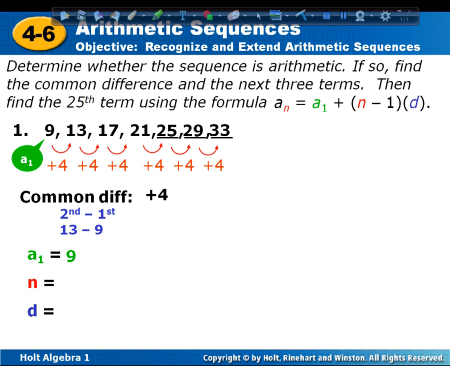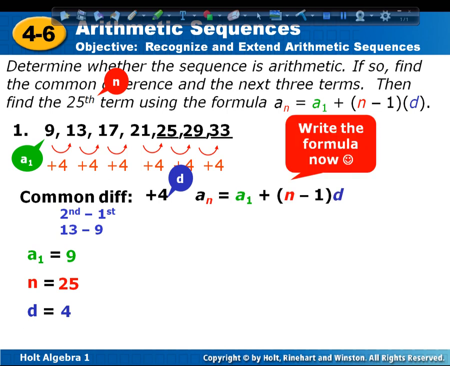N is the nth term. It's what is the term that they're asking us to find. And here they're wanting us to find the 25th term. So that's our n. And then d is the common difference. The common difference is what are we adding each time. And we're adding 4 here. So d is 4.